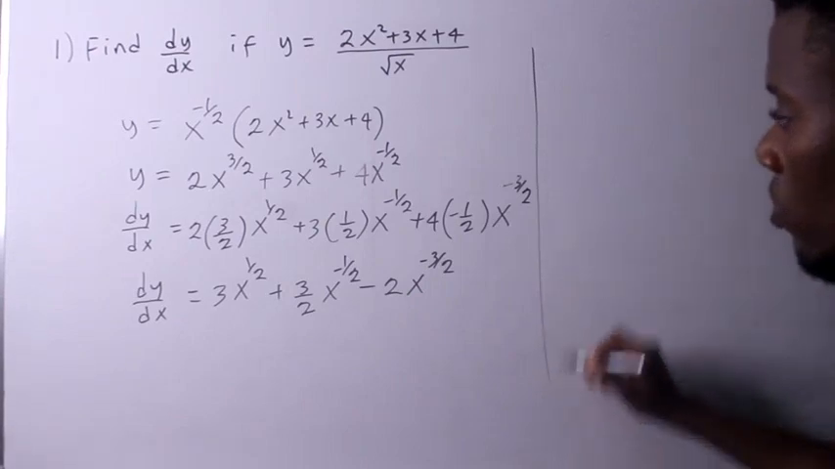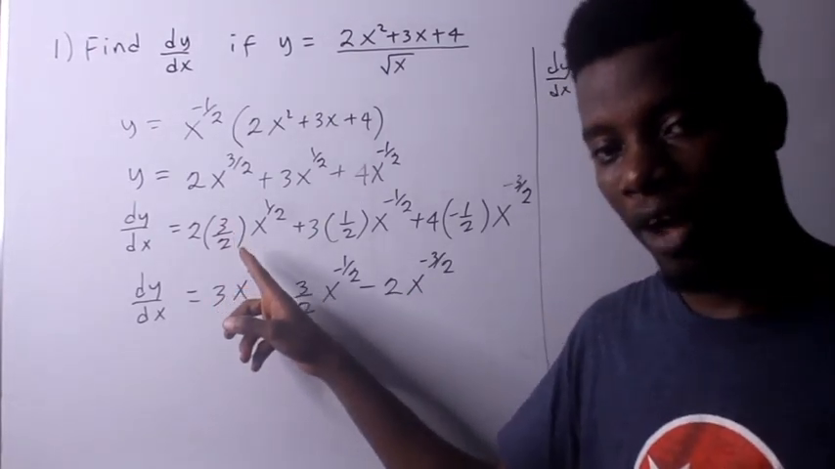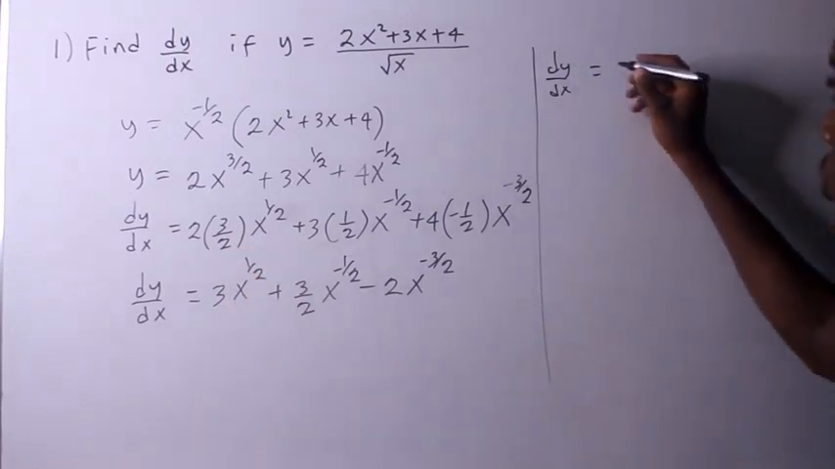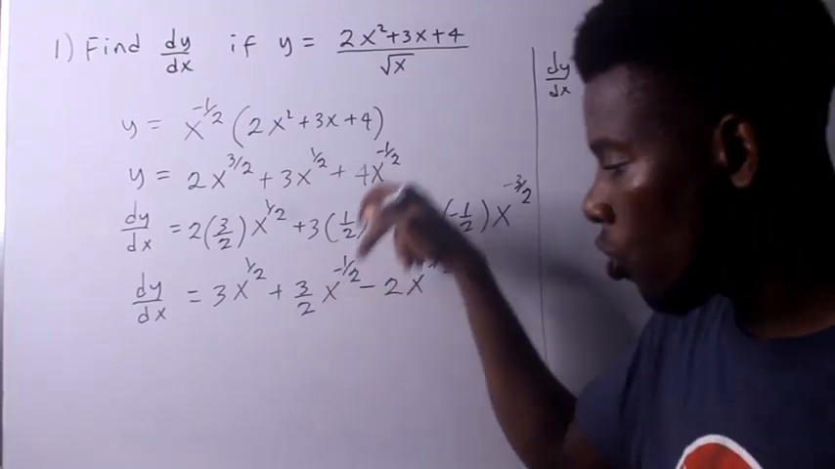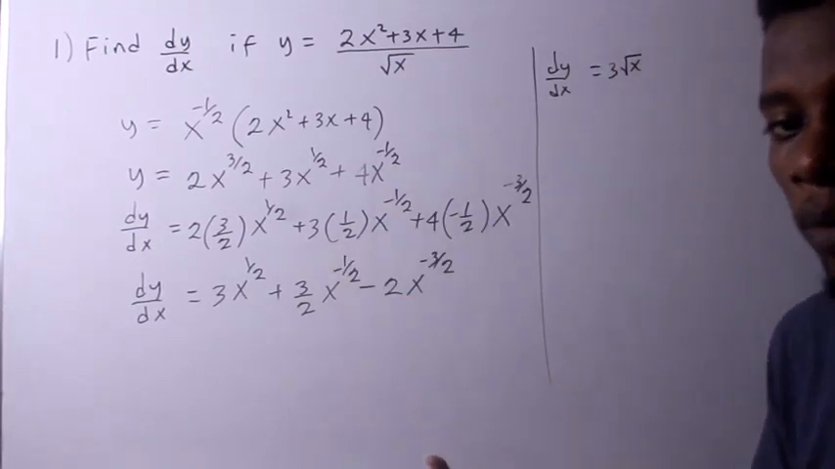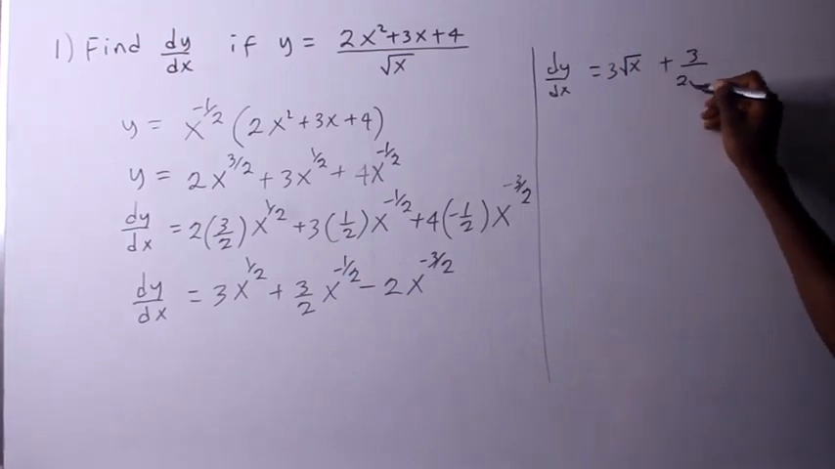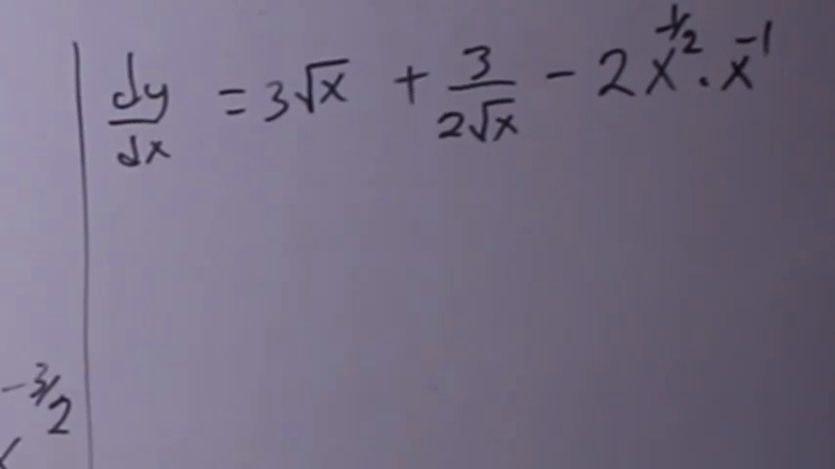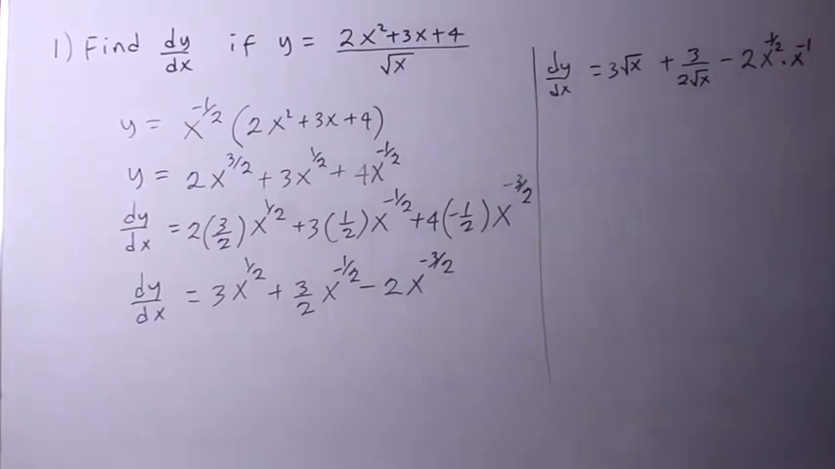We have dy over dx equals to this x to the power of half is the same as root x. So this is 3 root x, and this x to the power of negative half goes in the denominator, it becomes x to the power of positive half. So this is plus 3 over 2 root x. I'm going to write this as minus 2x to the negative half times x to the negative 1. Because x to the negative half, x to the negative 1, you take one of the base and then you add the powers, which gives you x to the negative 3 over 2.